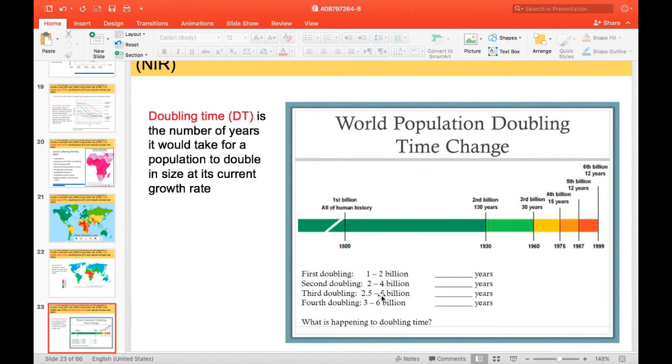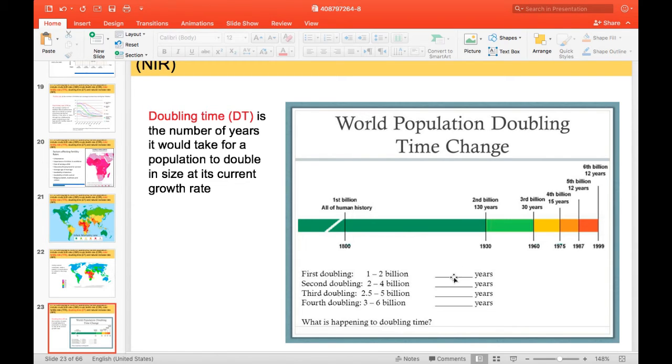Third doubling time, 2.5 to 5 billion. So around here, from 1945 to 1987 is around 42 years, something like that. Fourth doubling time, 3 to 6 billion, is around 1960 to 1999, which is 39 years. So what can you tell me about that?